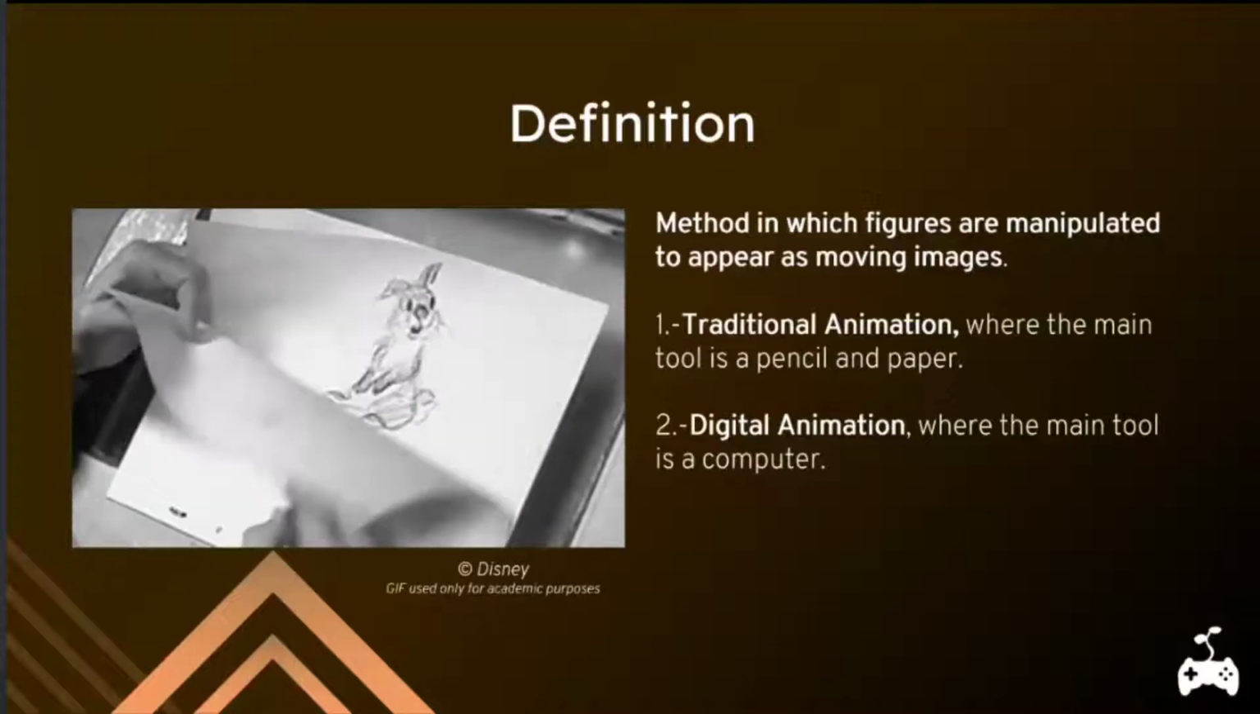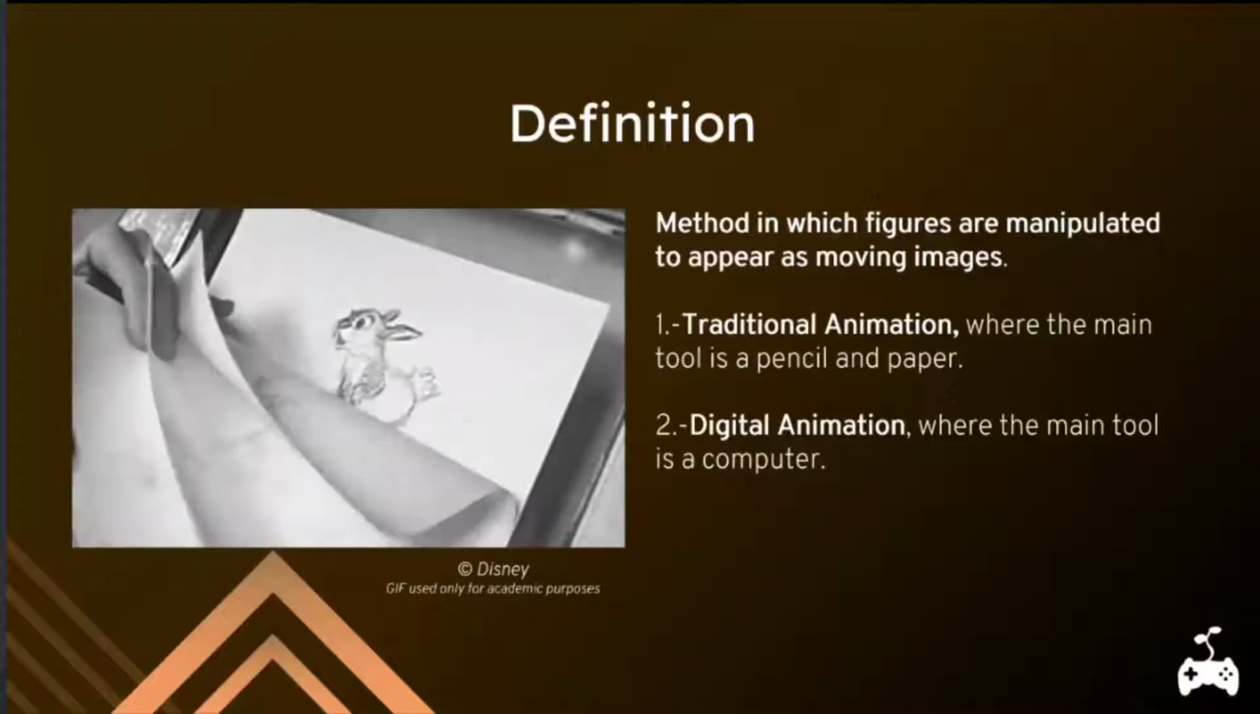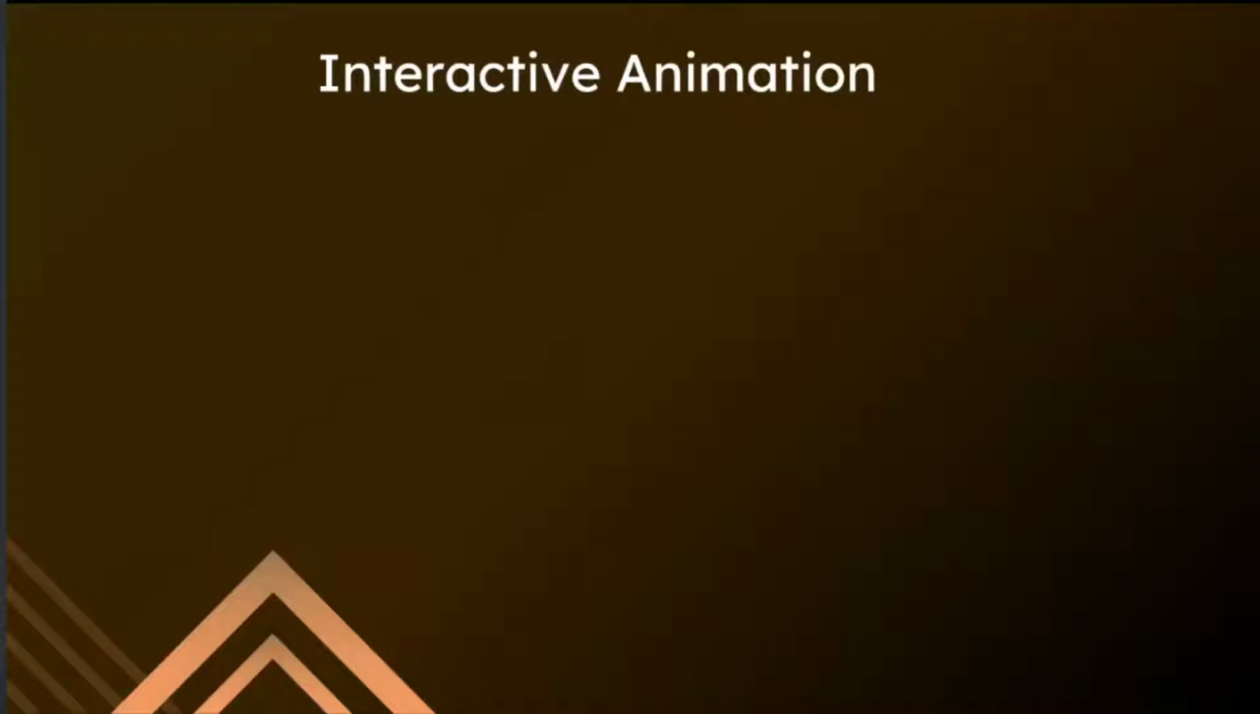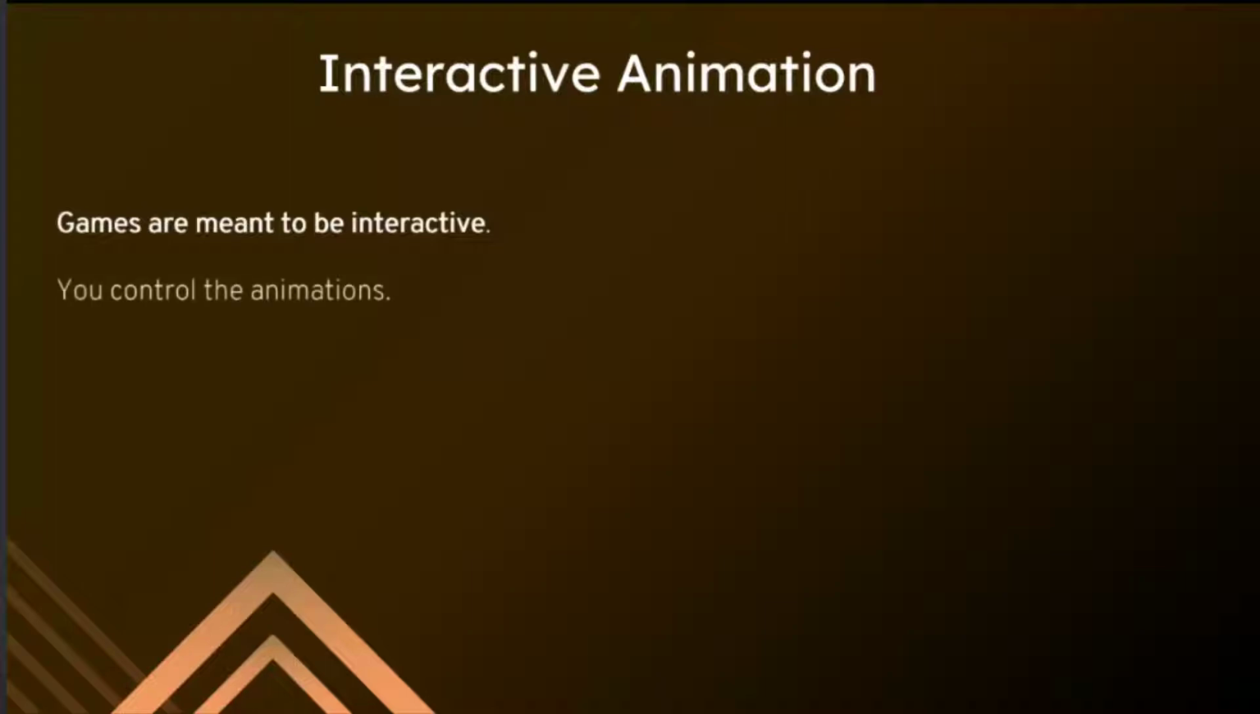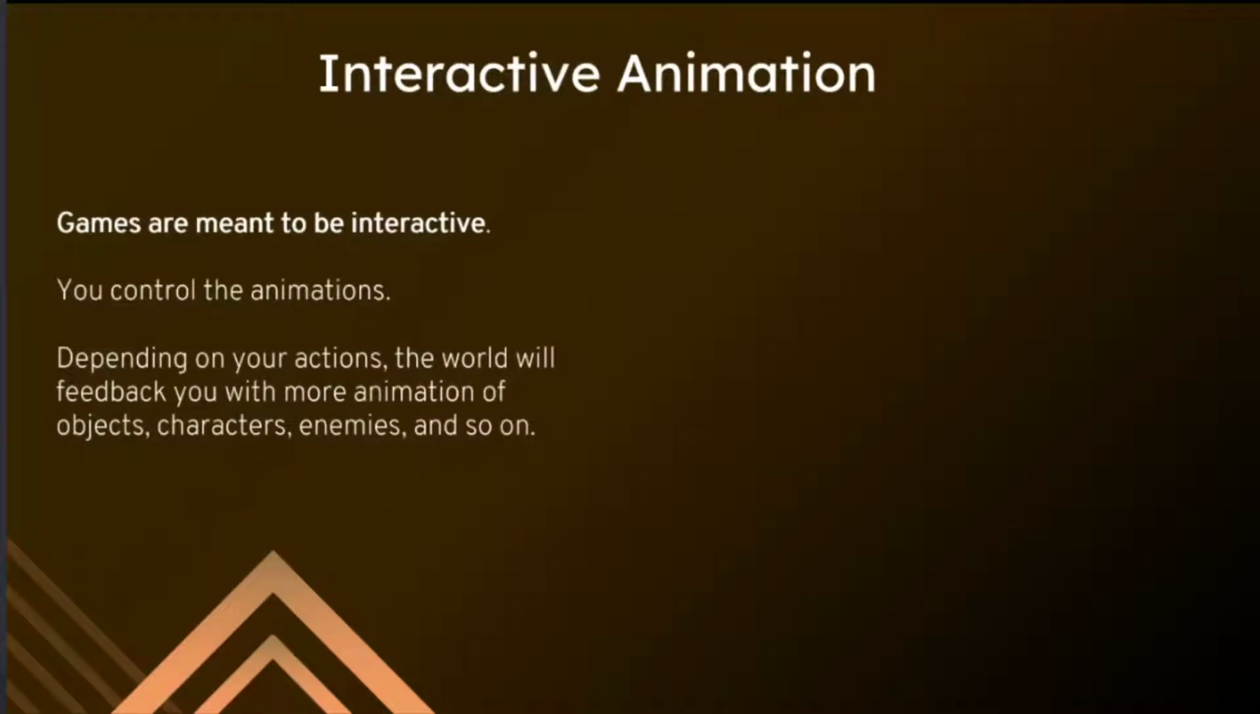Now, how animation works in video games. We call it interactive animation. Why? Because games are meant to be interactive. Since you have almost complete control of the character, you're the one driving the story forward and making a character move. Not only does the animation need to look good, but it also needs to express what the player needs to understand about the world he's immersed in.